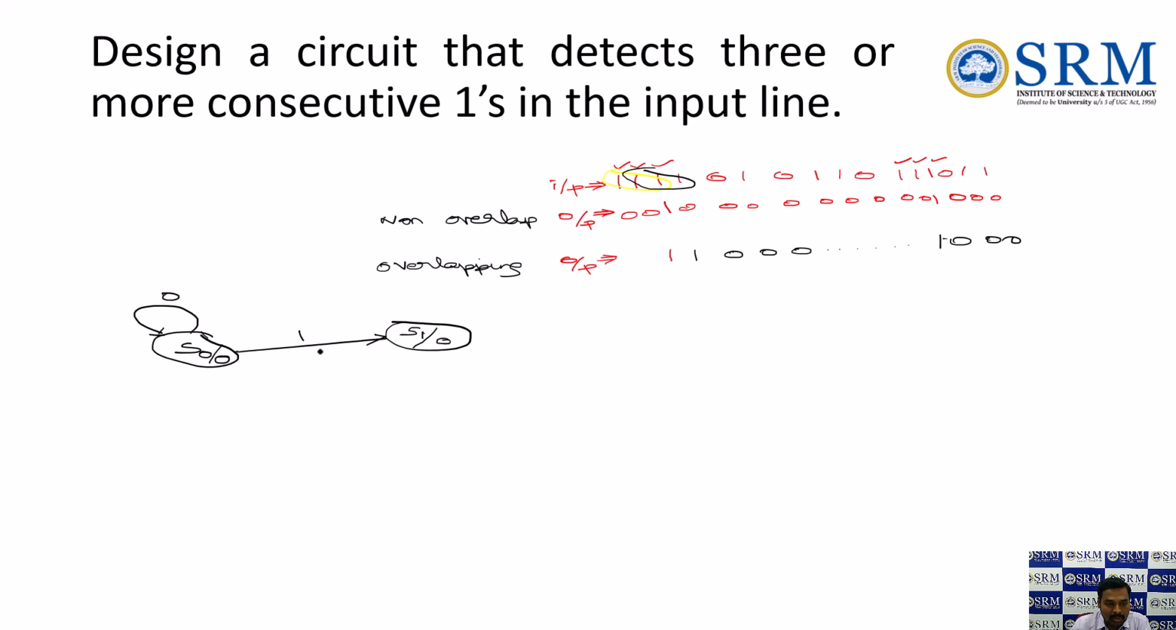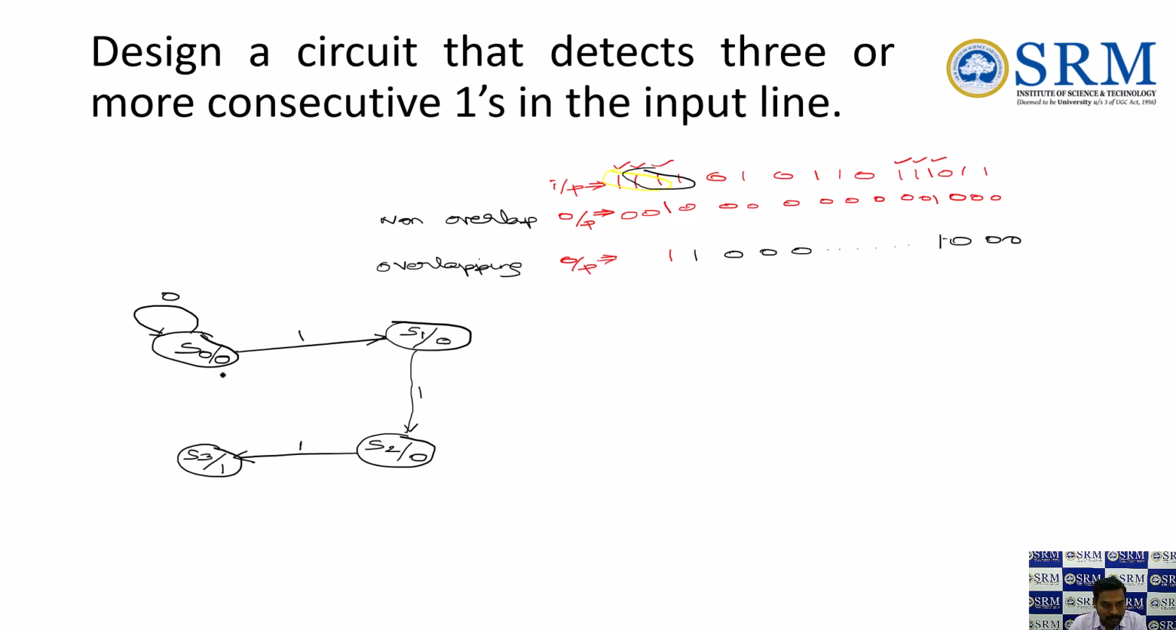So when only one 1 came, my output is 0. Next, if I give another 1, my state will move to the S2 state. Still my output will be 0, right? Now so far we have received two 1s. If one more 1 comes, my output will be 1, isn't it? If I'm getting one more 1 as input, my state is the S3 state and my output will be 1, right?